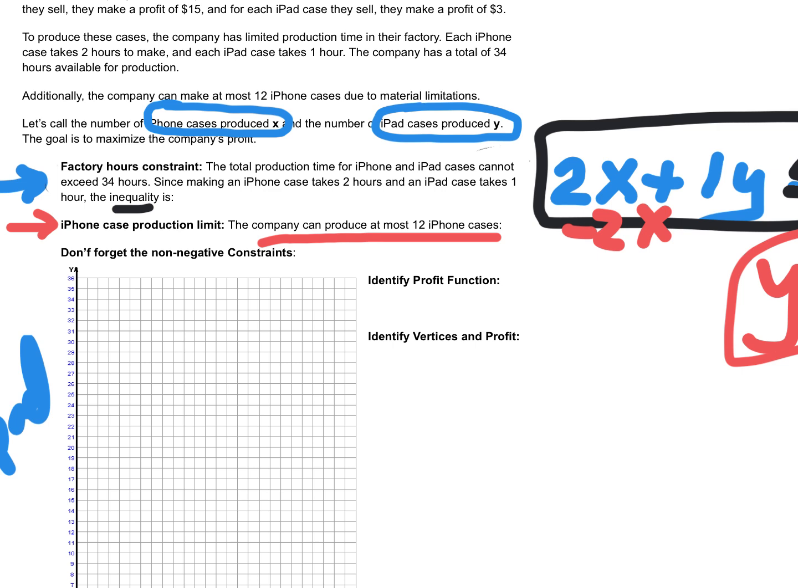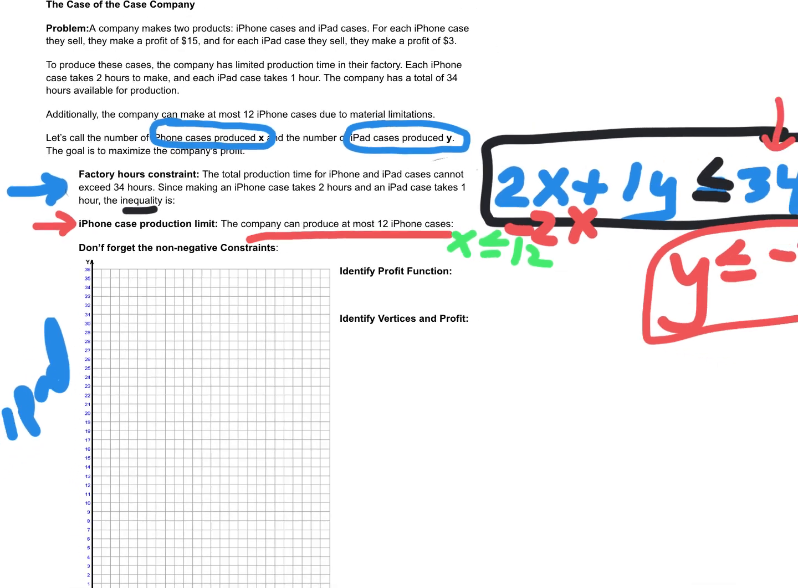At most 12 iPhone. So kind of ask yourself, does that mean that you can do more than 12? Or does that mean that you want to be less than 12? And then which one is iPhones? Did you realize it was X? And that it's supposed to say less than or equal to 12? Raise your hand if you had X is less than or equal to 12. Good, okay. Catching on, this is good.